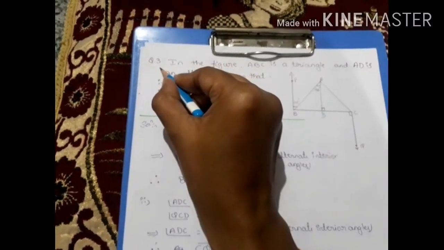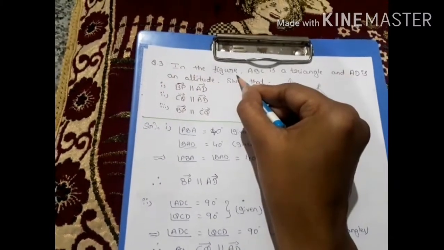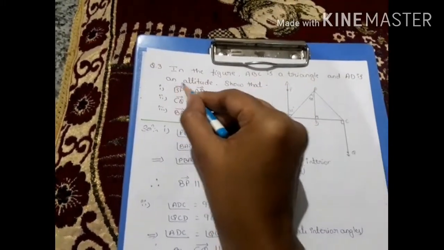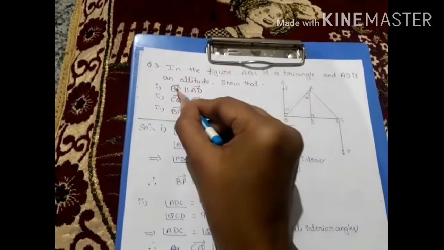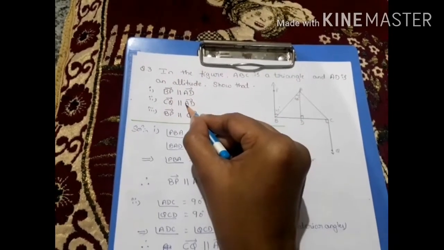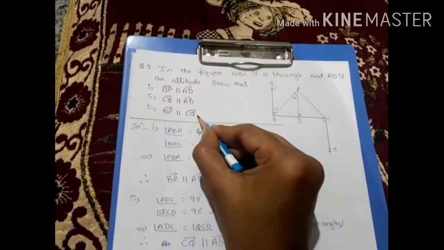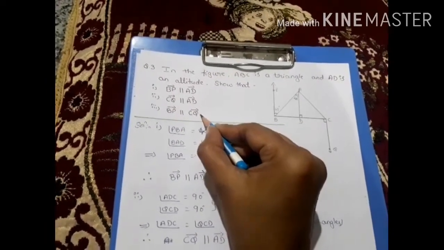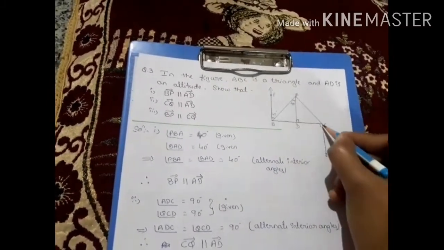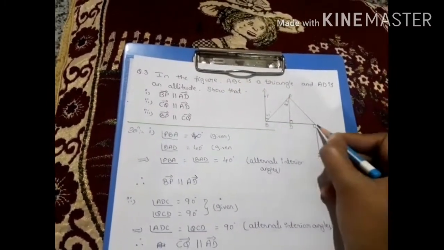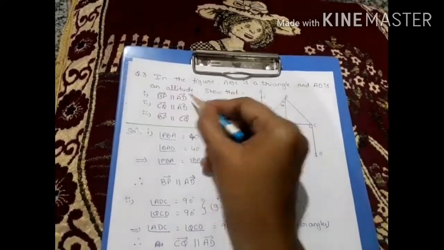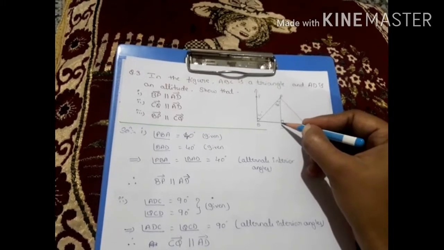Question number 3. In the figure, ABC is a triangle and AD is an altitude. Show that first, BP is parallel to AD, CQ is parallel to AD, and BP is parallel to CQ. Here in the figure, ABC is a triangle and AD is an altitude.